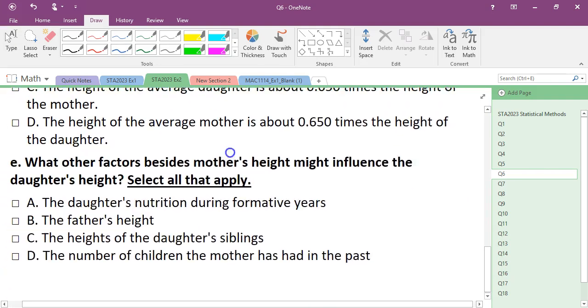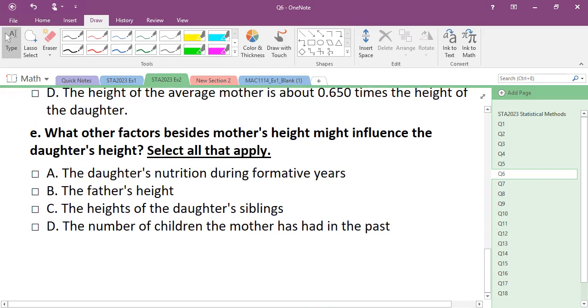Okay, and then one more question. What other factors besides the mother's height might influence the daughter's height? Select all that apply. So remember, as we talked in class, when they put that select all that apply, you're looking at more than one answer. So the daughter's nutrition during formative years. Would daughter's nutrition affect your height? Absolutely. Because if we're not eating properly, we're not going to grow properly. Okay?